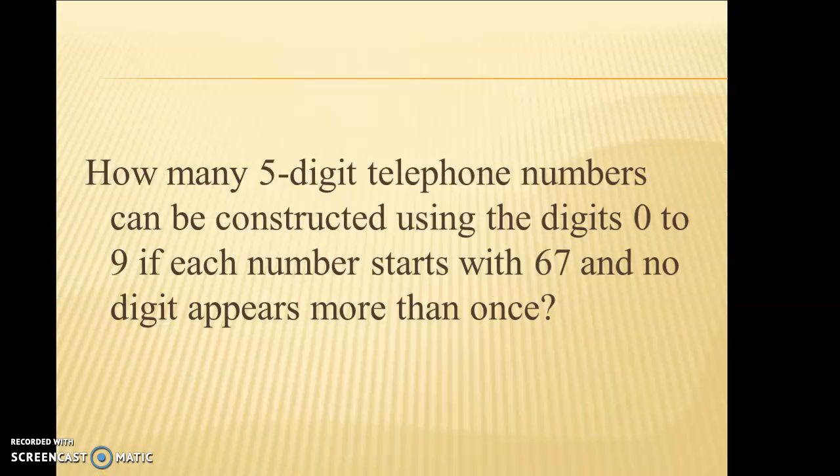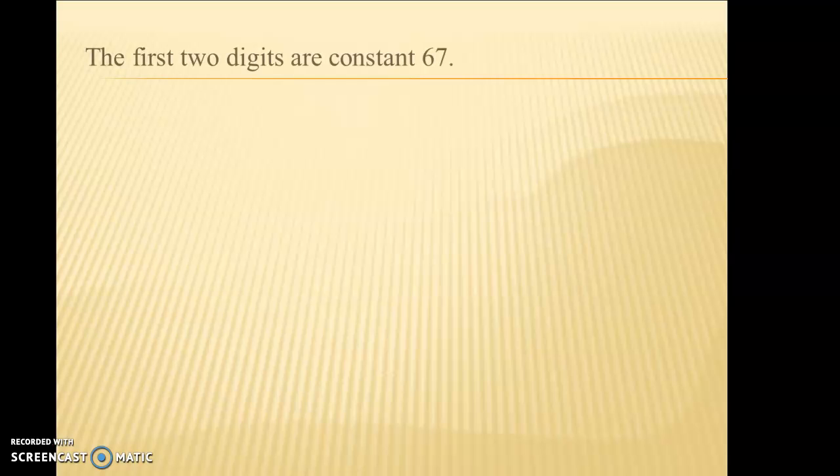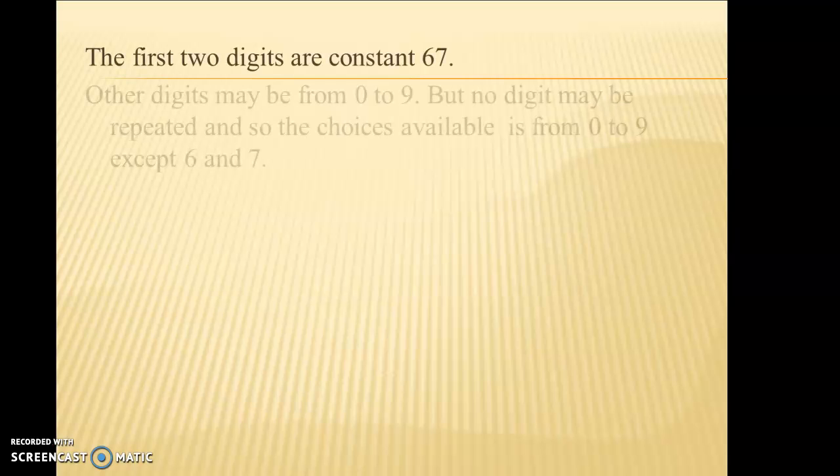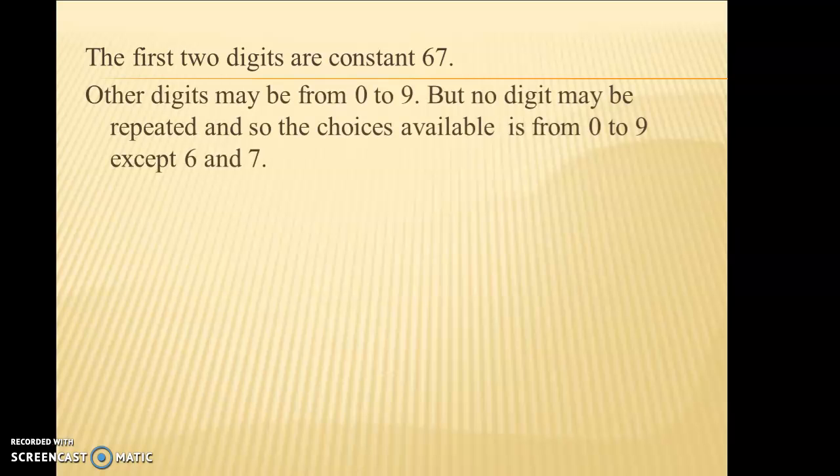In the last lecture we gave the question: how many 5-digit telephone numbers can be constructed using the digits 0 to 9 if each number starts with 6, 7 and no digit appears more than once? So the first two digits are always 6 and 7. The other digits may be from 0 to 9. But what is the condition? The number always starts with 6 and 7, and no digits should be repeated. So the choices will be from 0 to 9 except 6 and 7.